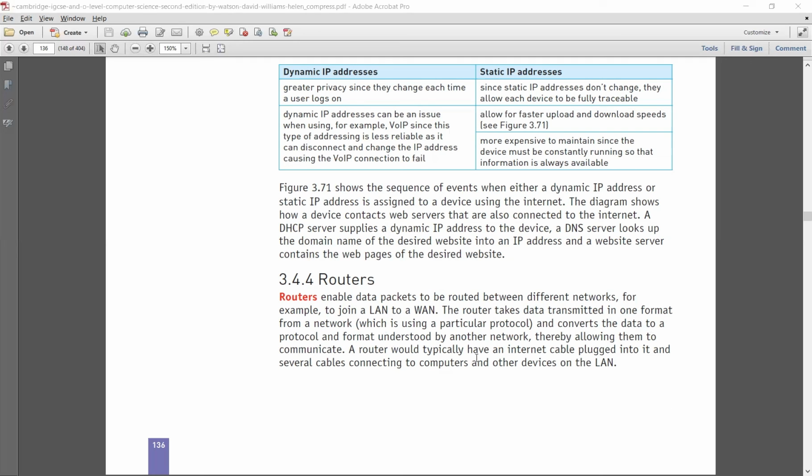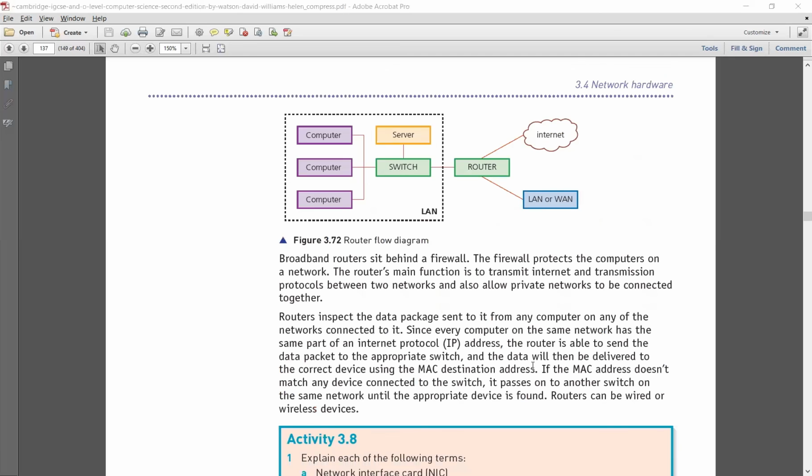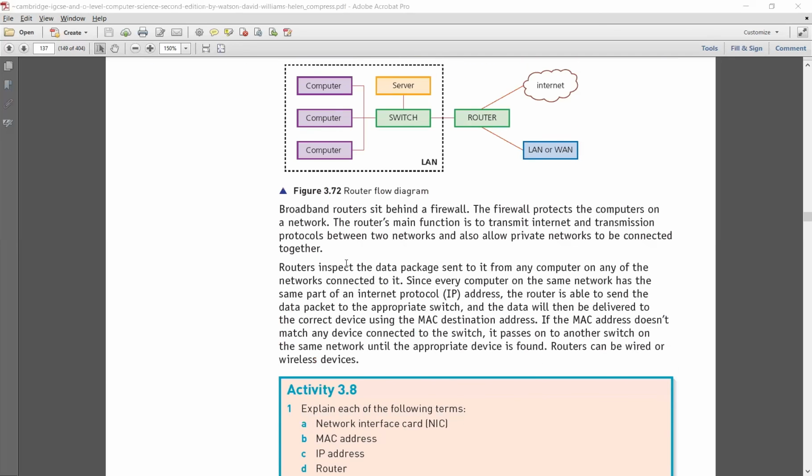And you can see a router would typically have an internet cable plugged into it and several cables connecting to computers and other devices on the LAN. Here you can see the diagram. Just pay attention to the diagram also: we have computers 1, 2, 3. We have a server, as the name implies, providing the services, and a switch. This is my LAN. We are using a router to connect this LAN to the internet or maybe to another LAN or maybe to another WAN. So this all is happening because of the routers.